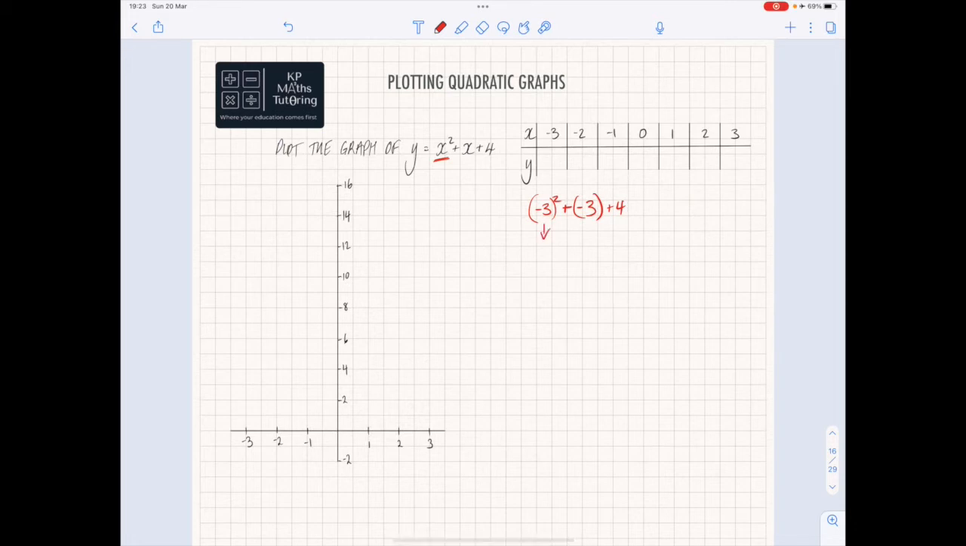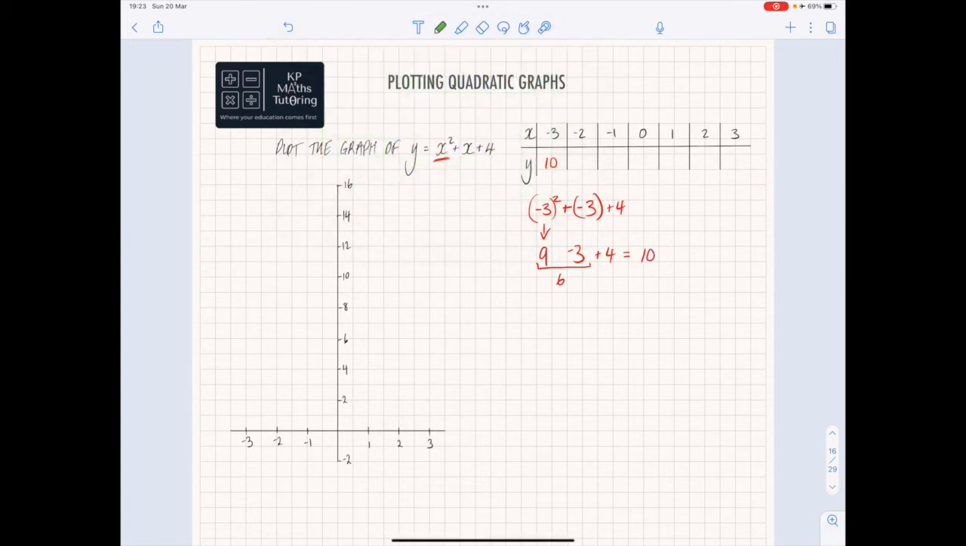Okay, let's work all that out. Minus 3 squared we know is 9. Plus minus 3, if there is a positive and a negative next to each other, the negative is actually stronger. Then plus 4. Now you just work this out. 9 minus 3 is 6. 6 plus 4, 10. So 10 would go in there.